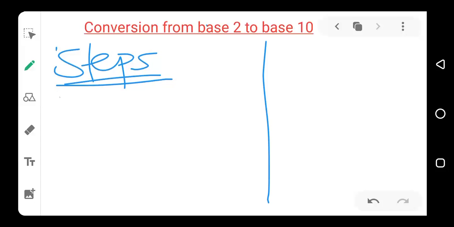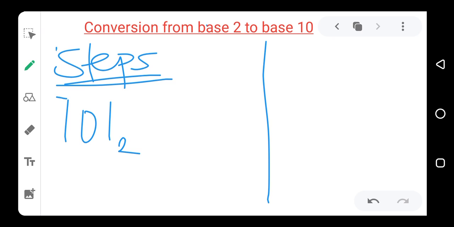If you are given a number in base 2, let's say we have 101 in base 2, and we are asked to convert this number from base 2 to base 10. How can we do this? That is what we are going to learn in this lesson. To do that, the first thing to do is to write each of the numbers.